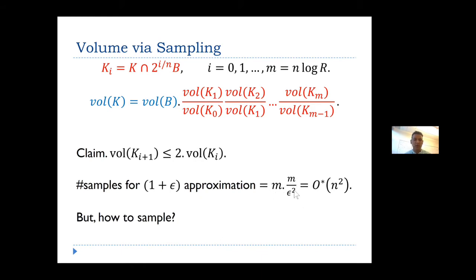So it's about m squared over epsilon squared. And since m is linear in n, n log r, the whole thing is n squared log squared r, basically. And this star is going to subsume log factors and dependence on epsilon. So this is assuming that we can sample. Now remember, the sampling problem is not just from a ball anymore, it's from some convex body. And we want to see what fraction of the samples fall in a different convex body.